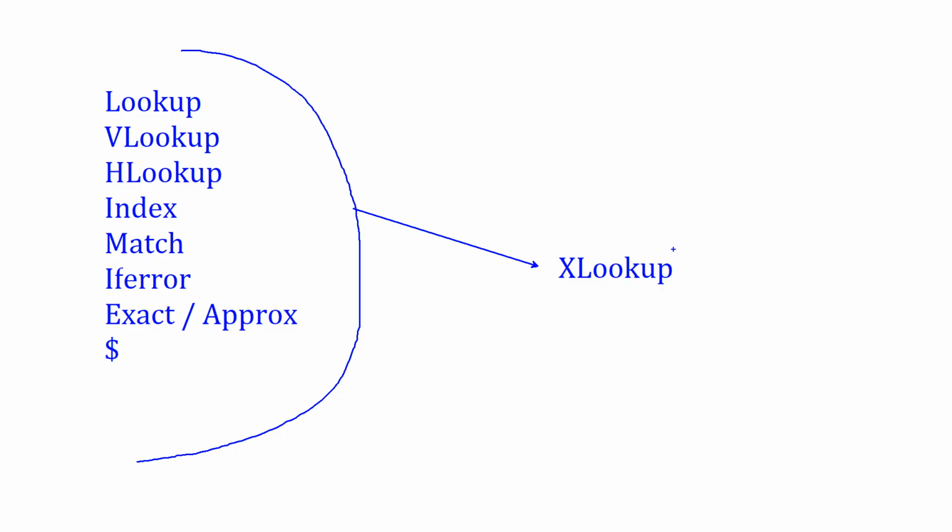Stop using VLOOKUPs and HLOOKUPs. They slow down your system speed and increase your file size. Start using XLOOKUP: faster, efficient and simple. We said RIP to VLOOKUP very long back, 7-8 years before. Don't use VLOOKUPs. Start using XLOOKUP.